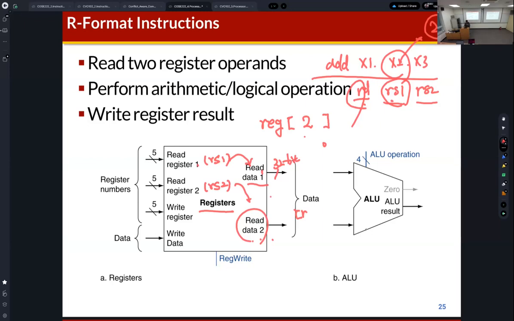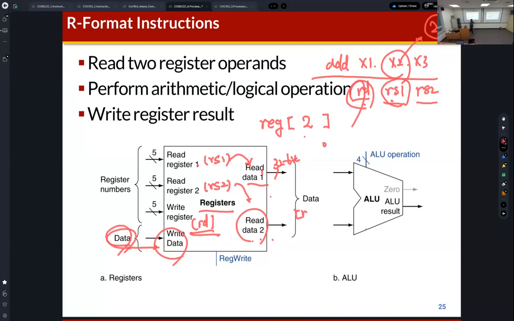Then how about the write? So this is the RD, so this is the write register. So we can give RD, so destination register number to the write register port, right? And for the write operation, we also need to give the data because the data is written to the register file. Okay, so data is also given. So for the write operation, we need to give RD and write data. Okay, this is the register file for R-type instruction.